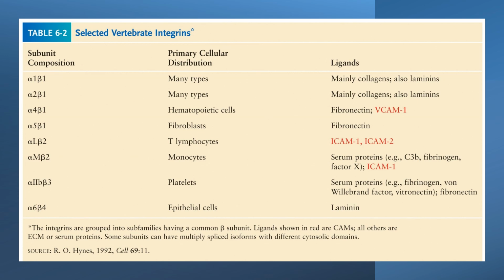Thereafter, another subunit, alpha 4 beta 1, is found majorly in hematopoietic stem cells and hematopoietic cells, and the major ligands are fibronectin and VCAM1. Moving on to another type, alpha 5 beta 1, is found in fibroblasts, and the major ligand is fibronectin. Like this, it shows the several vertebrate integrins and how they play a major role in the proper functioning of the human body.